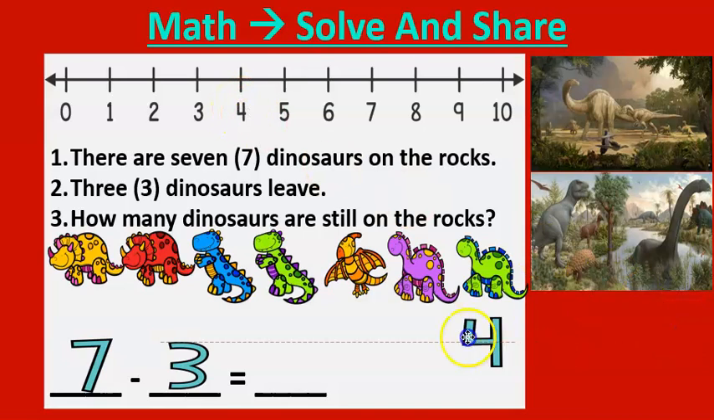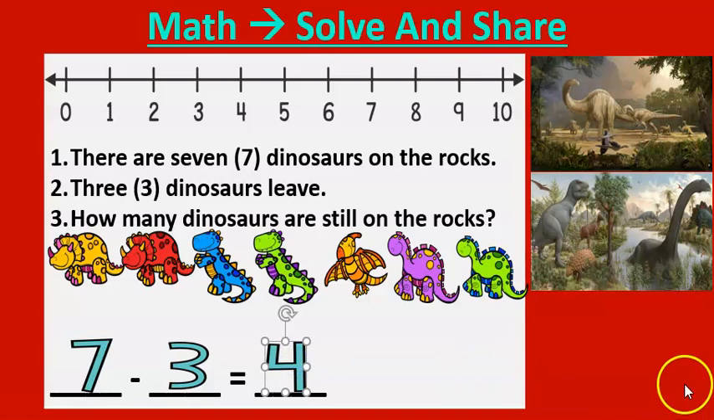4. Good job. So let me get 4 and insert 4 there. So here is our subtraction equation when we use the number line up here. 7 minus 3 equals 4. Say it with me. Here we go. 7 minus 3 equals 4. That's our answer, 4. So 4 dinosaurs are still on the rocks.